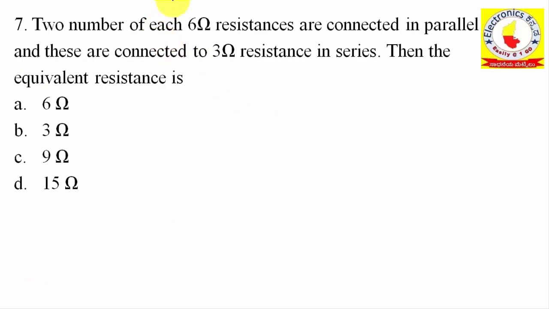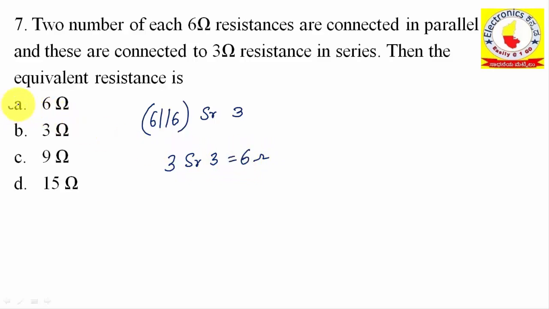Seventh question, two numbers of each 6 ohm resistance are connected in parallel. 6 in parallel with 6, and this entire combination is connected in series with a 3 ohm resistor, they are saying. Now look at the things. If 2 equal resistors are connected in parallel, then the net value will be half of it. 3 in series with 3, which will be equal to 6 ohms.